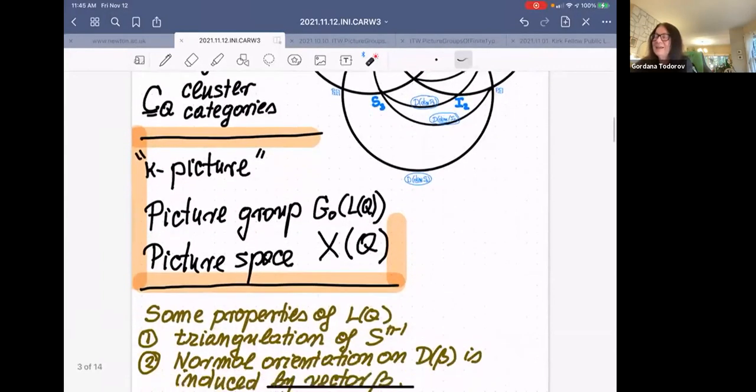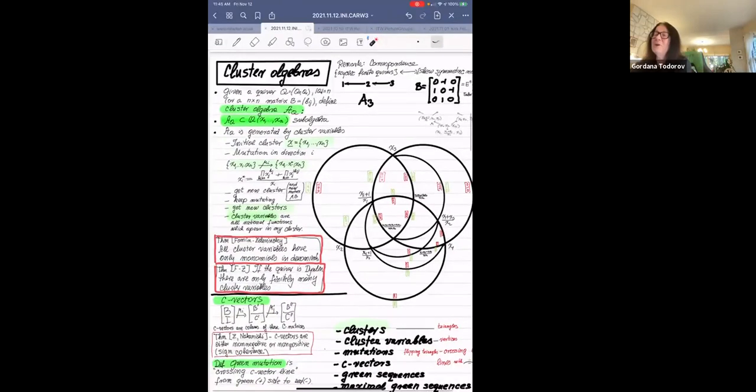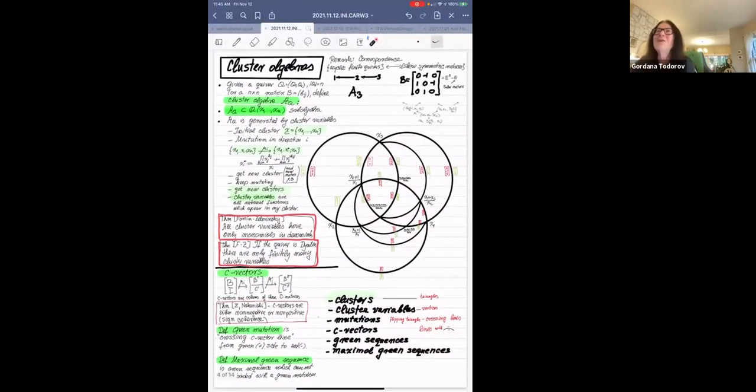This was my general public talk about cluster algebra, so I'm not going to repeat that. You know, it was Fomin and Zelevinsky who introduced them. We have an initial cluster, we have mutations, and we have clusters. We have C vectors, and the C vectors have sign coherence.